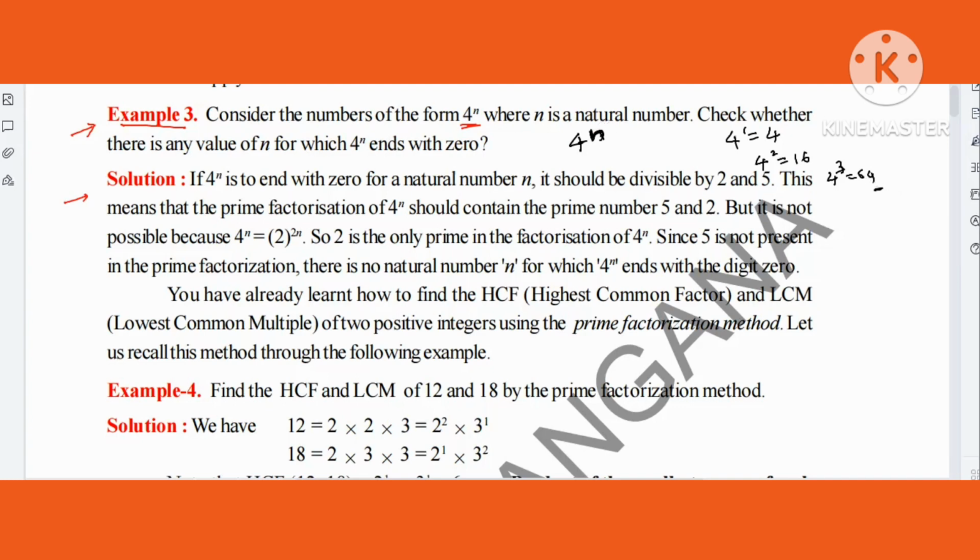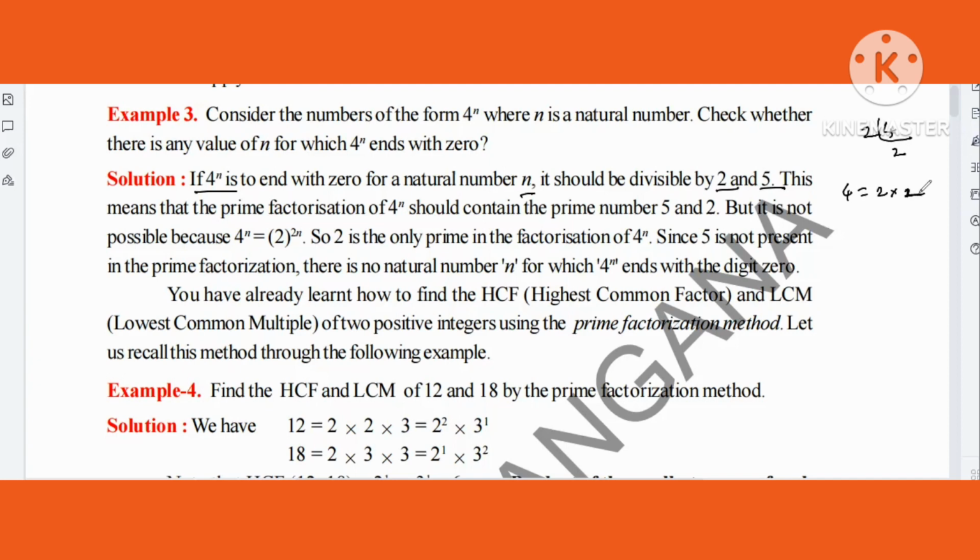So you know that to get 0, the prime factorization should compulsorily contain 2 and 5. It should contain 2 and 5, then only it can end with 0. If 2 and 5 are not there in the prime factorization, we never get 0. So if 4 to the power of n is to end with 0 for a natural number n, it should be divisible by 2 and 5. But you see that 4 we can write as only 2 into 2.